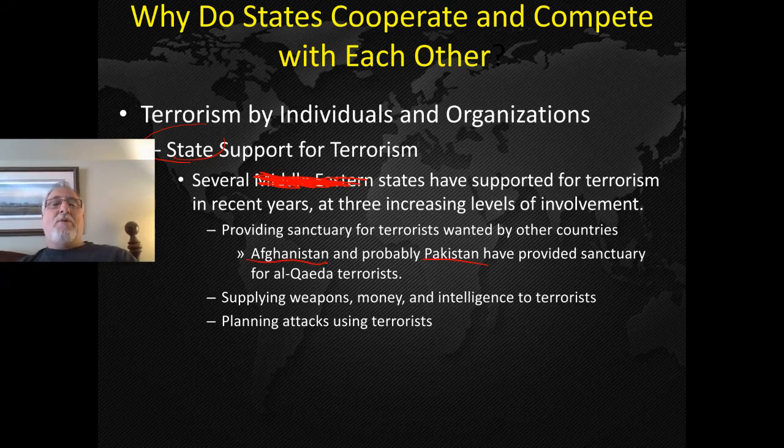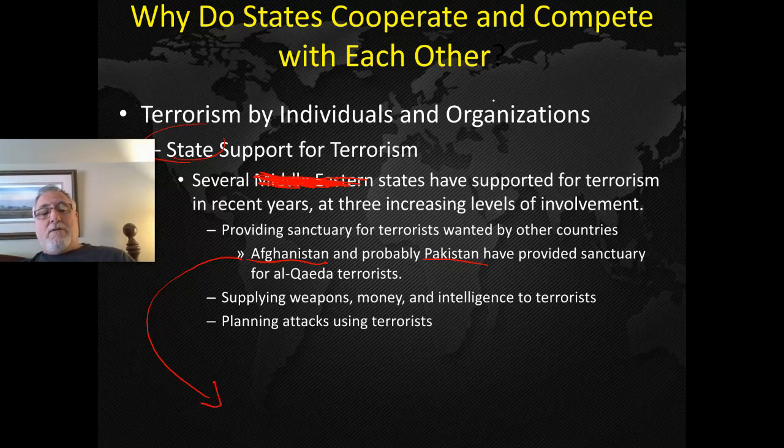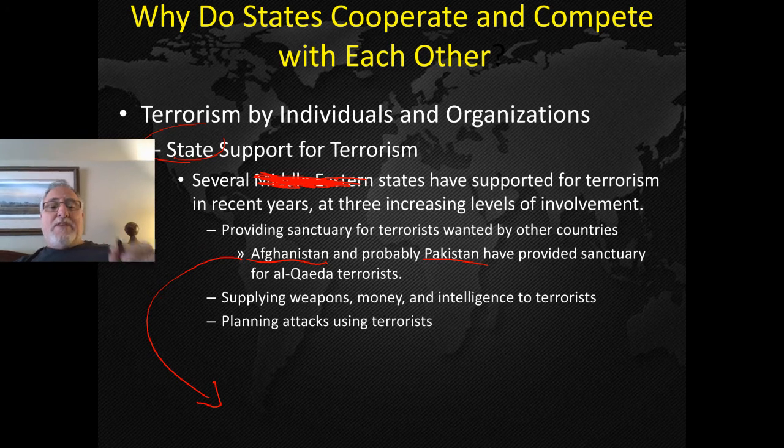Pakistan has provided help. And there's a couple other things I want to discuss here shortly before we talk about this whole idea of supporting terrorism. They supply weapons, they supply money, they supply intelligence, they supply safe haven, they supply recruits. And sometimes they use these groups to carry out their own agendas.